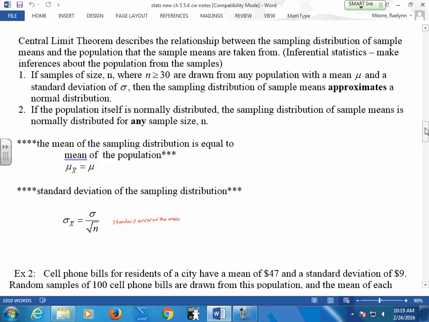All that means is I took all those samples, found their means, and took the average of all their means. I took the mean of the sampling means. Then I compared it to the population. This is where you make inferences about your population.